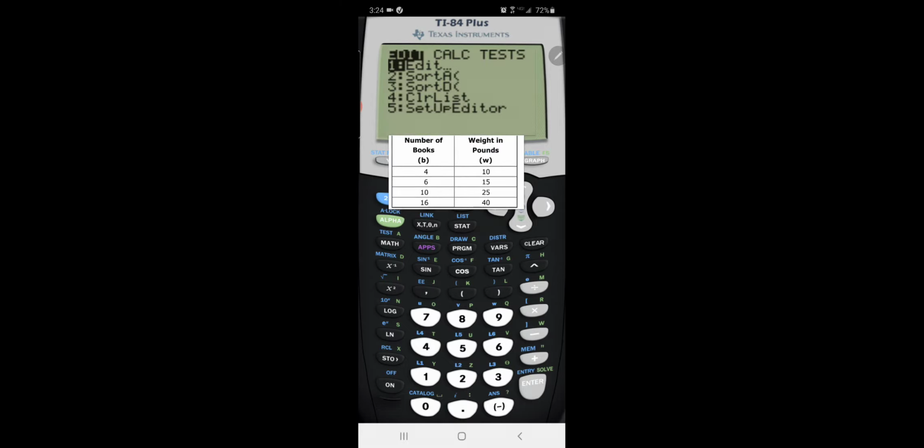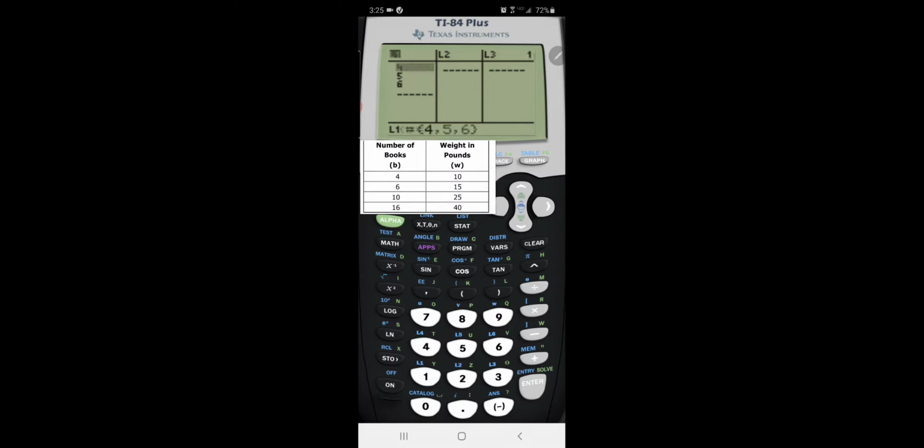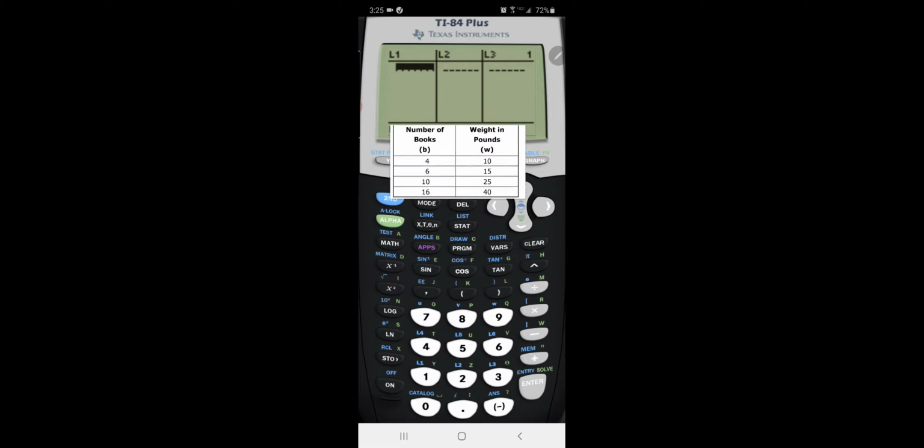Okay, I want to edit. So I'm just going to go ahead and press enter. And I need to clear out some points I had in before. So I'm going to press this up arrow, hit clear, enter. It'll clear out that whole line for me. Once again, I need to clear out the other side. So scroll over to it, press clear, enter. Boom, gone.